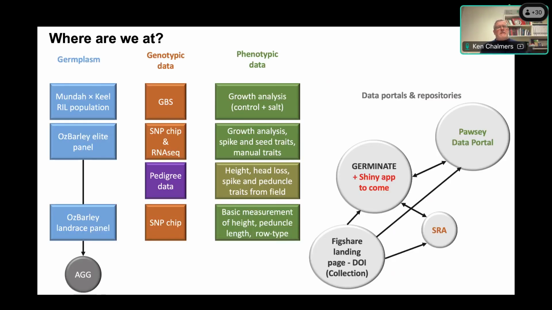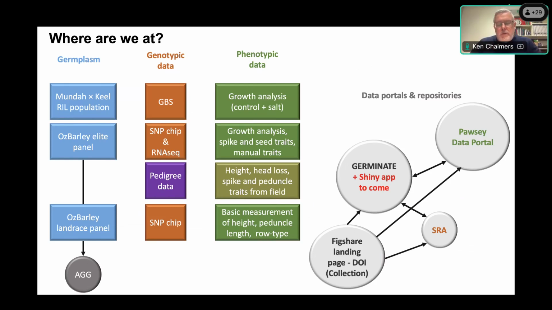So where are we at? We started off with the Mundar-Kiel data, GBS data, and some phenotypic data to go with that. We've now got the OzBarley Elite panel, so 220 lines of that. We've got SNP-CHIP and RNA-seq data. We've got the pedigree data. In the glasshouse, we've got growth analysis, spike, seed traits, manual traits. In the field, we've scored head loss, height, spike, and peduncle traits, as well as the microbiome.